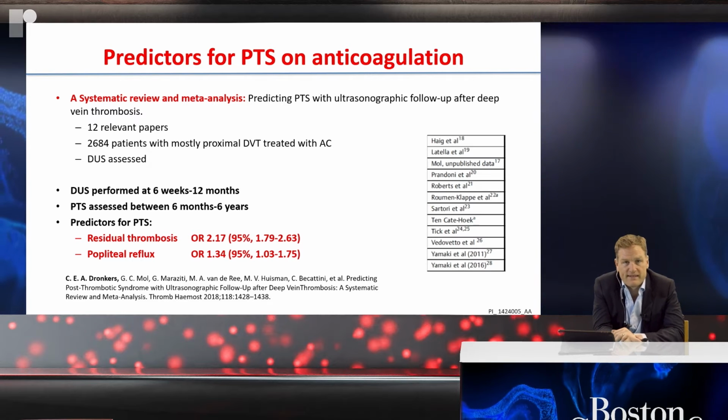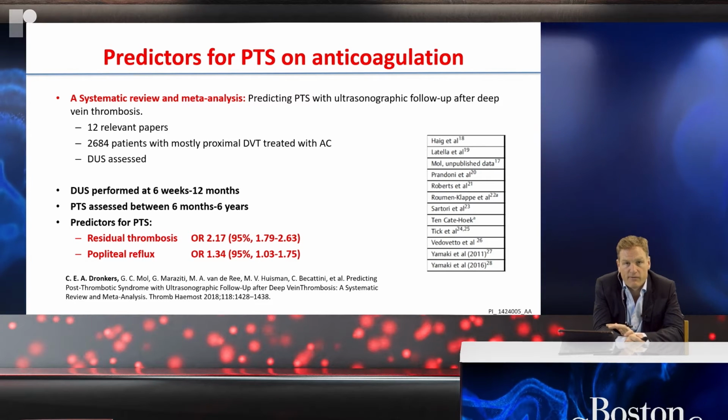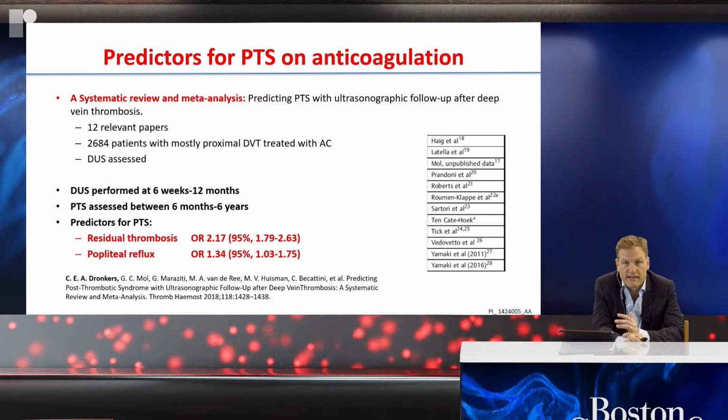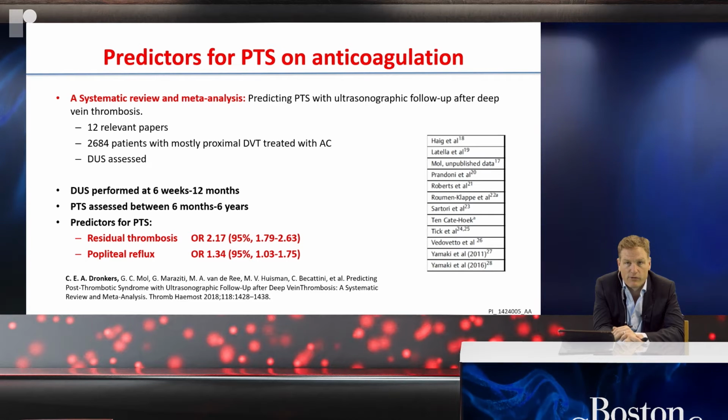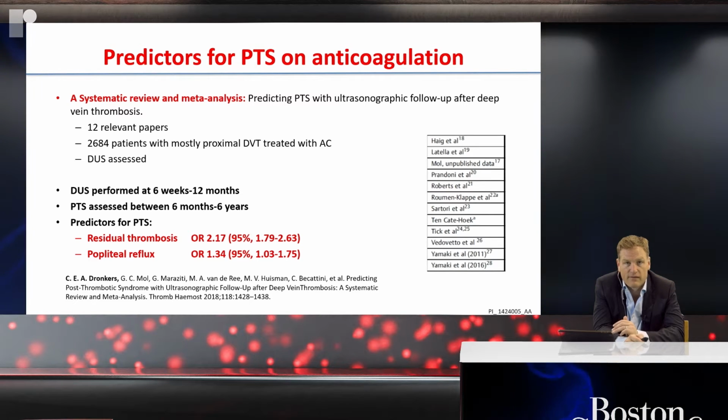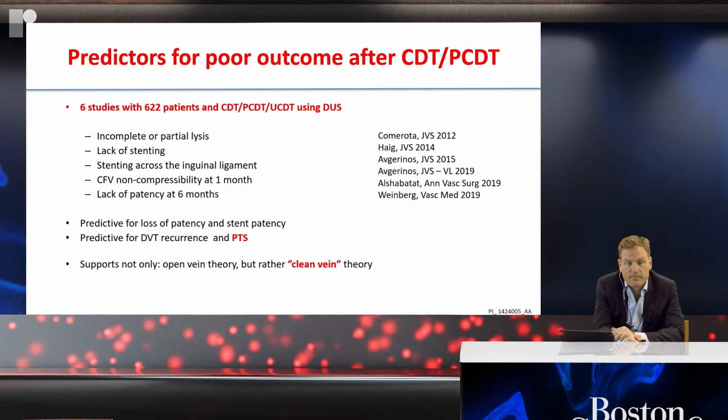So predictors for PTS are really about residual thrombosis and popliteal vein reflux, and those have come out from multiple studies. And so this lends credibility to the key question, and we saw that from the beautiful talk from Narayanan earlier on, that if you clear all the clot and you get the vein open, we should be able to reduce the incidence of PTS.